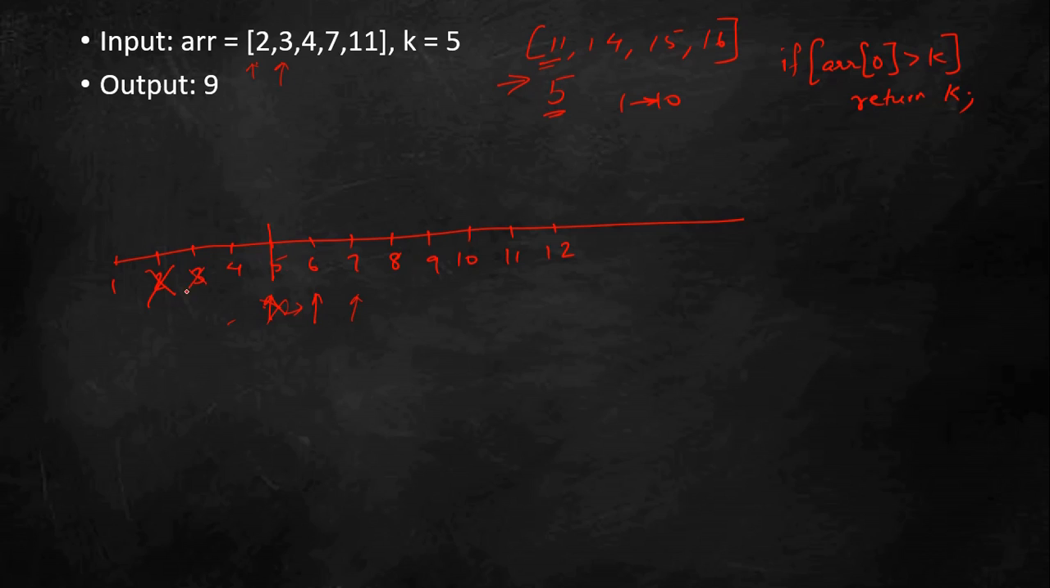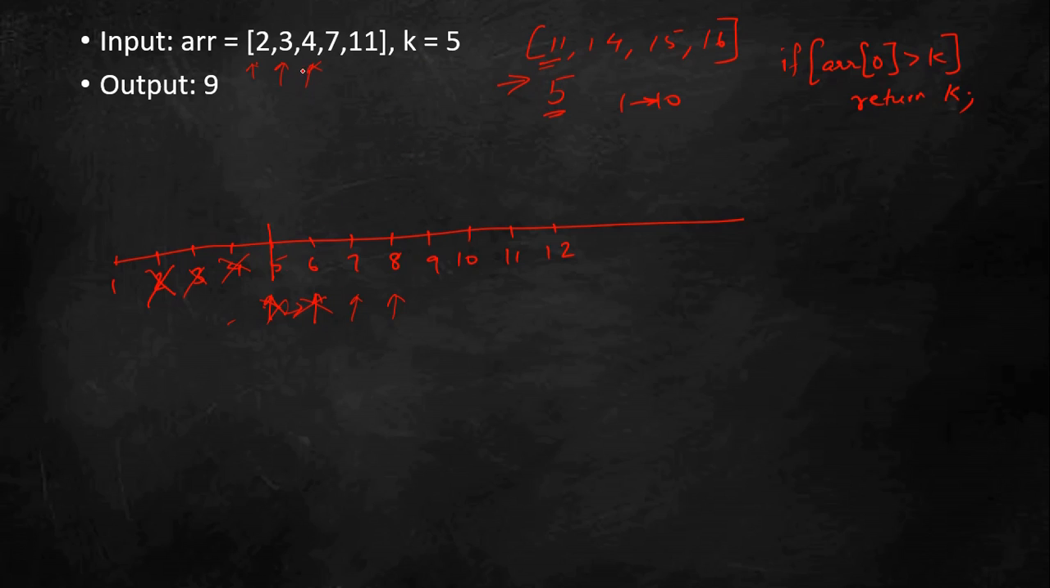Because I'm removing 3 from here, the pointer is now incremented. Again I'll go to the next array value, which is 4. I'll compare 4 with my current pointer. 4 is less than 7, so that is in the array, so that is not missing. Again I'll remove this from here and increment my pointer so that my total number of missing is still 5, the same as k.